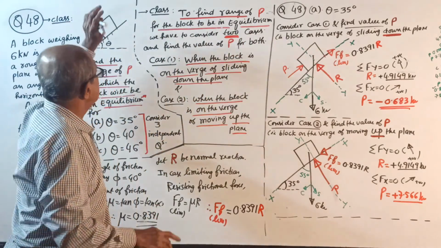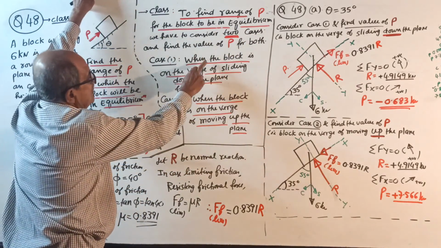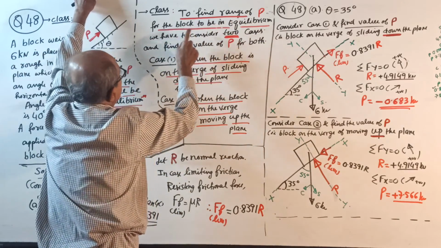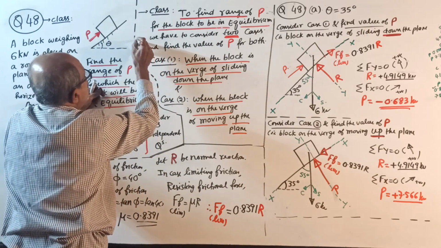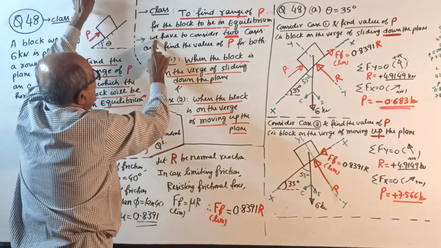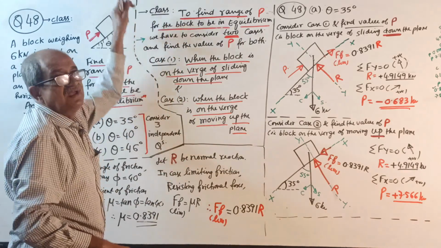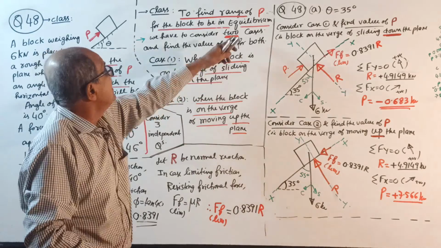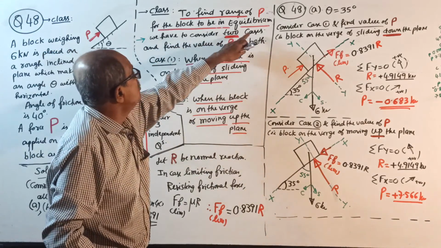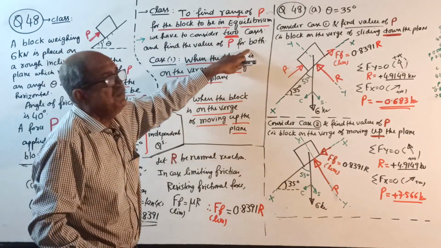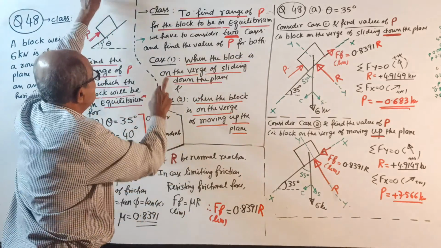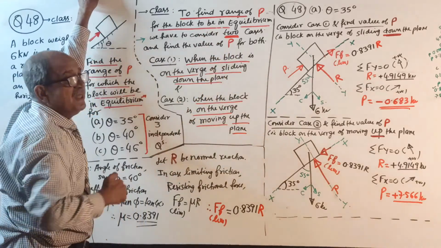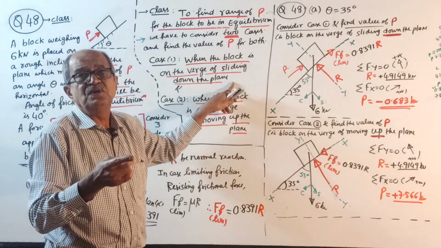Write all the statements. Now, this is the problem. After writing all this, you write here what we have to do. We have to consider 2 cases. They want the minimum value of P and maximum value of P, or range of P, which means we have to consider 2 cases and find the value of P for both cases. Case 1 is when the block is on the verge of sliding down the plane.